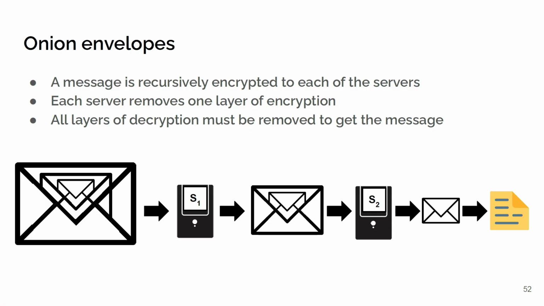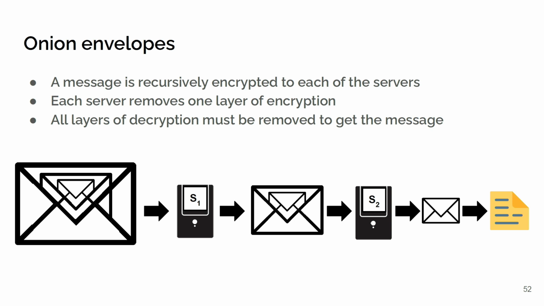Boomerang encryption is an extension of onion encryption, which you might be familiar with from other systems such as Tor. To briefly go over onion encryption, you're going to have a message and you're going to encrypt it repeatedly to each of the servers. Each server is going to remove one layer of encryption and then forward the inside to the next server. So here there are 3 layers of encryption. Server 1 can decrypt the outermost layer, forward the inner 2 to server 2, who can decrypt 1 layer and forward it on. The point to notice is that all layers of decryption must be removed to get the message. So you can't go around any of these servers.